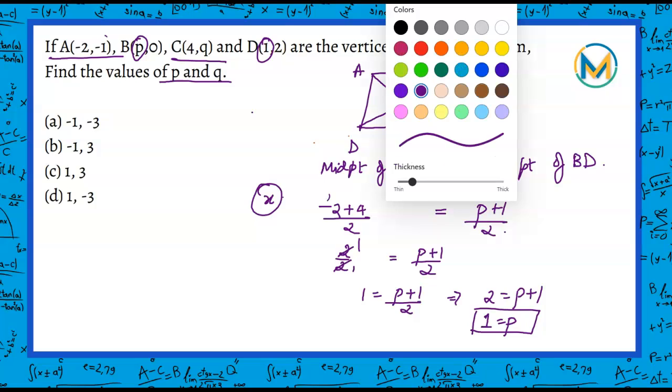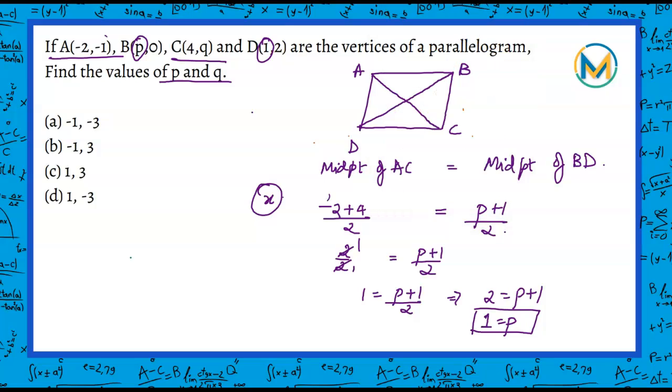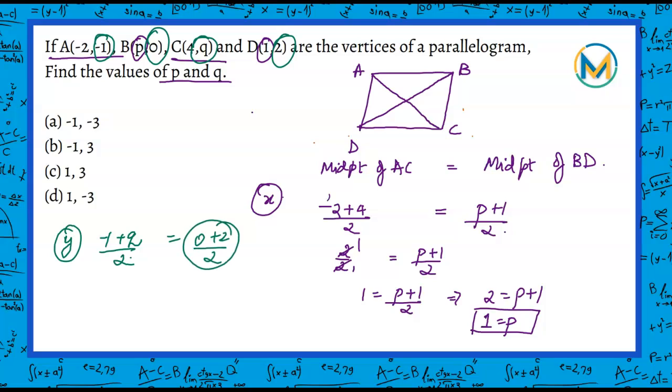Similarly, we have to find for y. So let's take y this side. y is minus 1 and q, so minus 1 plus q upon 2 is equal to 0 plus 2 upon 2. This becomes 1. So I have minus 1 plus q upon 2 is equal to 1. Minus 1 plus q is equal to 2. I can write it as q is equal to 2 plus 1. q is equal to 3.